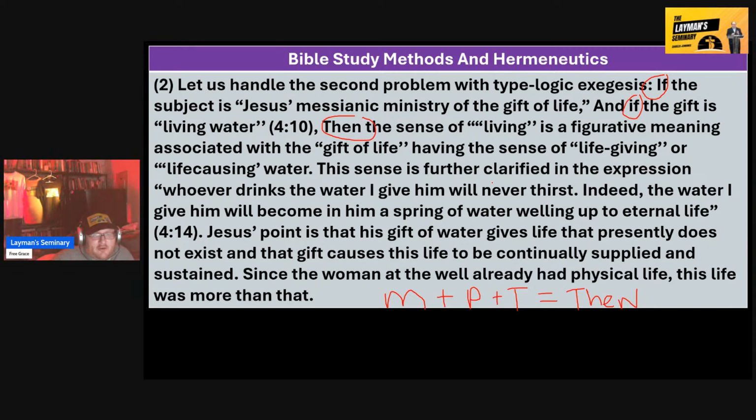This sense is further clarified in the expression, "Whoever drinks the water I give him will never thirst. Indeed, the water I give him will become in him a spring of water welling up to eternal life." Jesus' point is that his gift of water gives life that presently does not exist, and that gift causes his life to be continually supplied and sustained. Since the woman at the well already had physical life, this life was more than that.